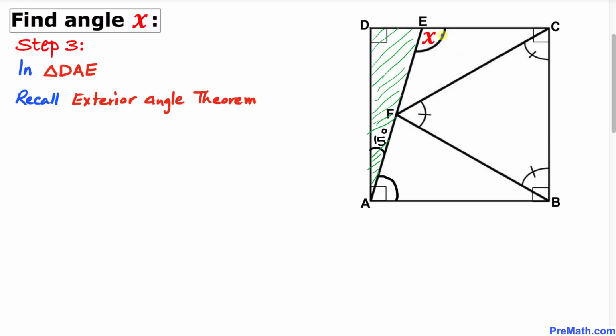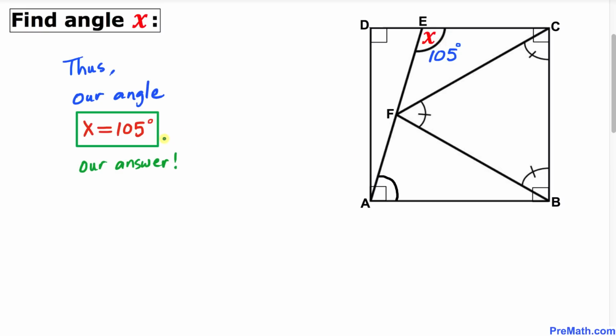So therefore, in our case, this angle X is going to be our exterior angle, and that is going to be equal to the sum of this angle 15 degrees and this angle 90 degrees. So therefore, our angle X could be written as 90 degrees plus 15 degrees. So thus our angle X turns out to be 105 degrees, and that's our final answer.